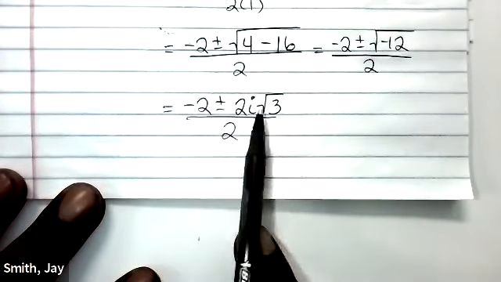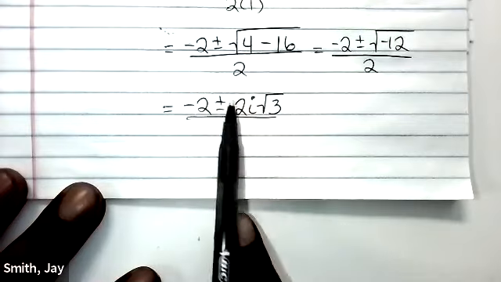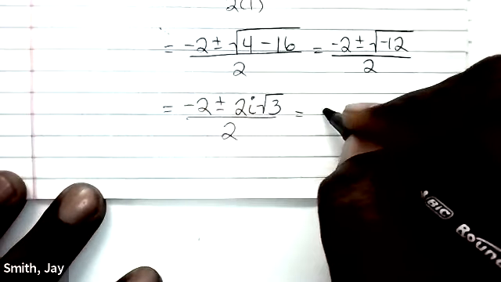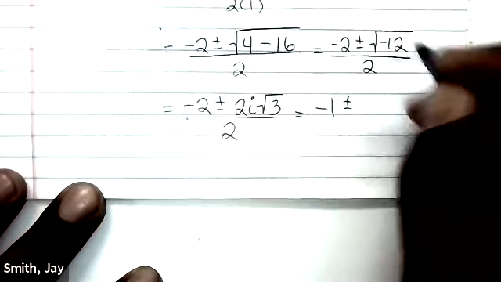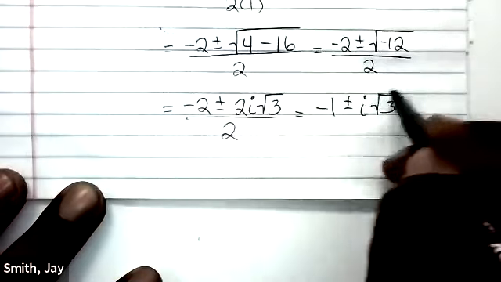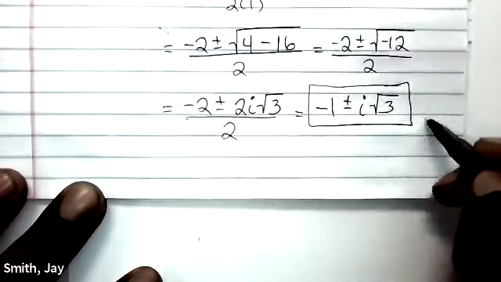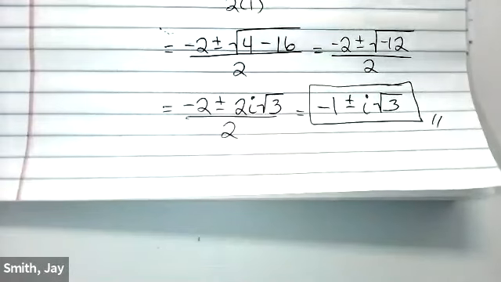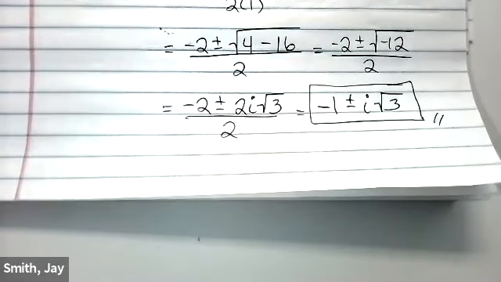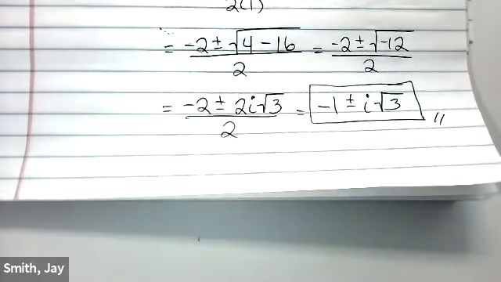We have a summation and a difference up top. We do have a number that can go into all 3 of these coefficients. That number is 2. So our final answer ends up being -1 plus and minus i square roots of 3. Now technically this is over 1, but remember anything over 1 is itself. This represents 2 separate solutions, -1 plus i square roots of 3 and -1 minus i square roots of 3.